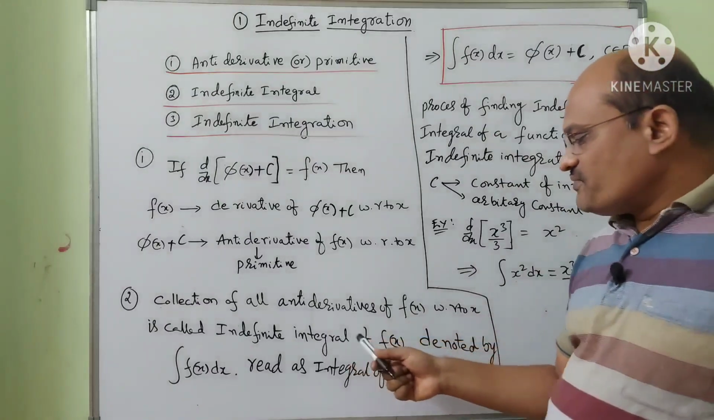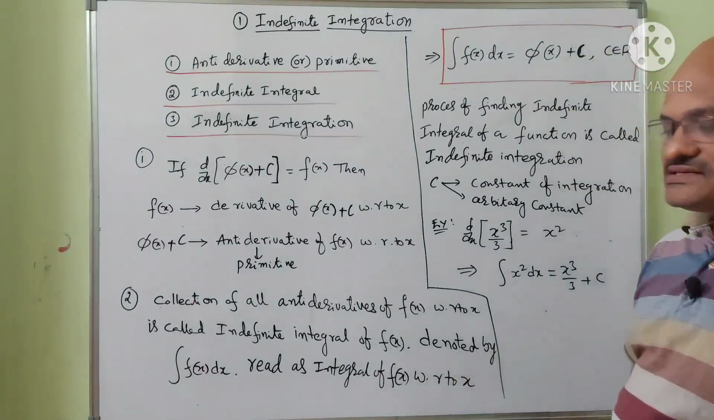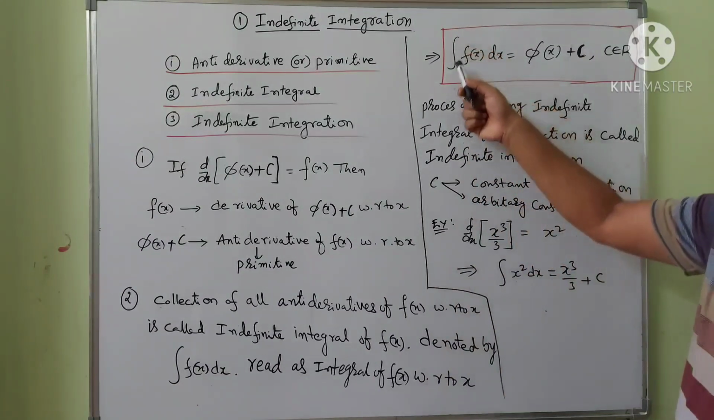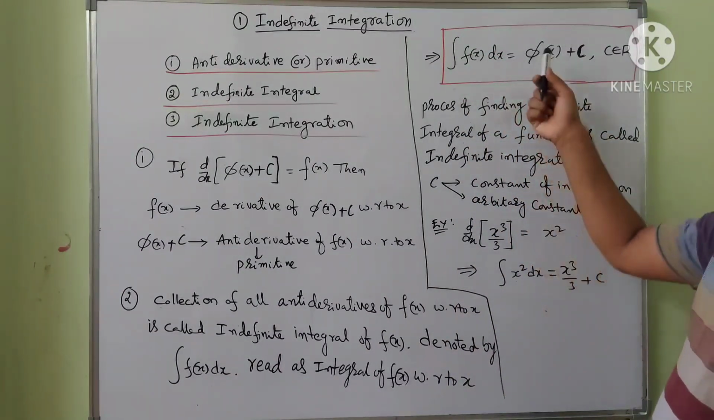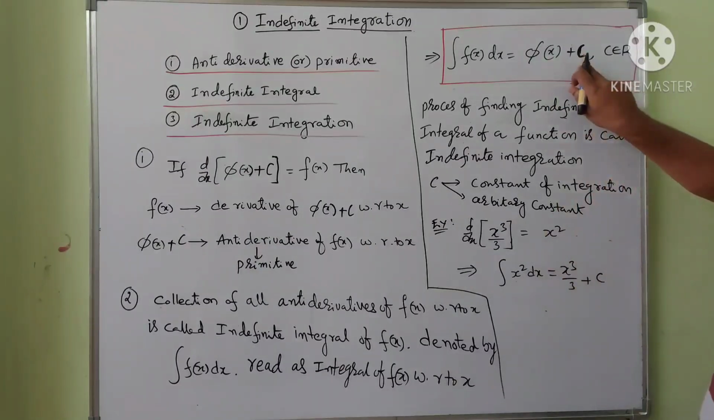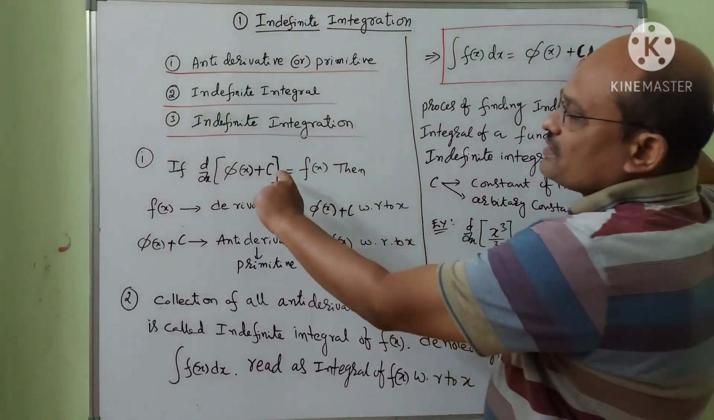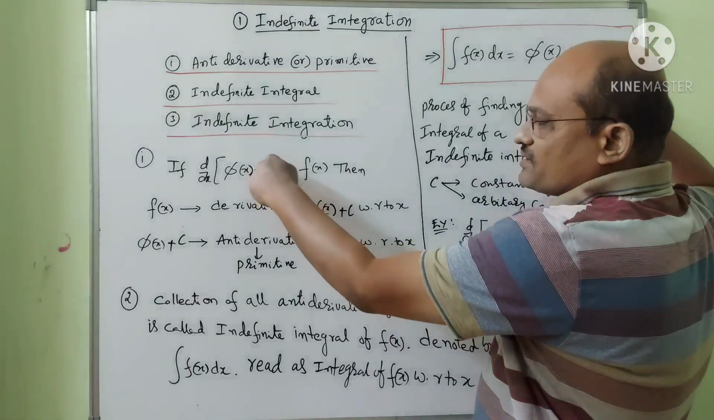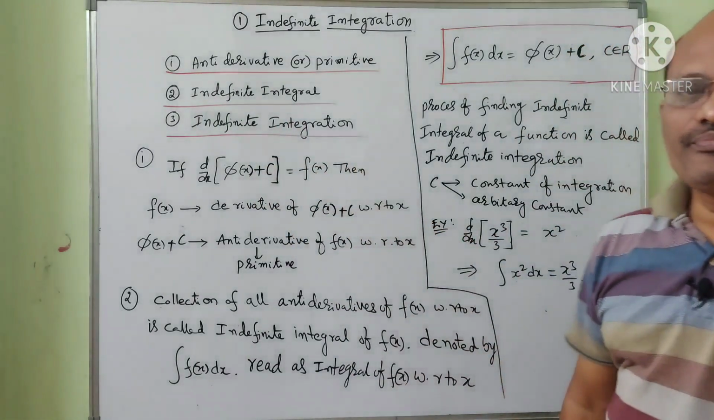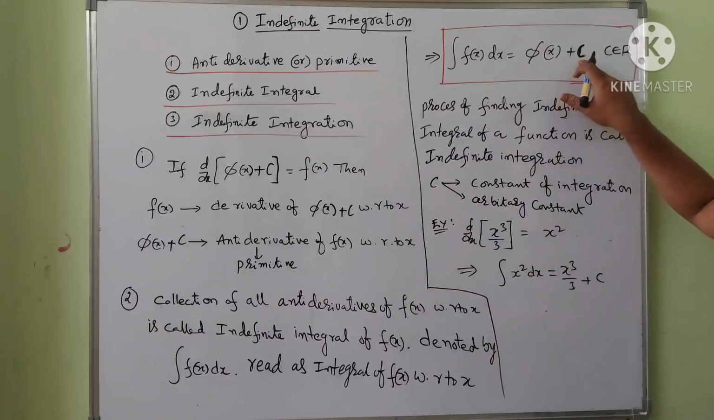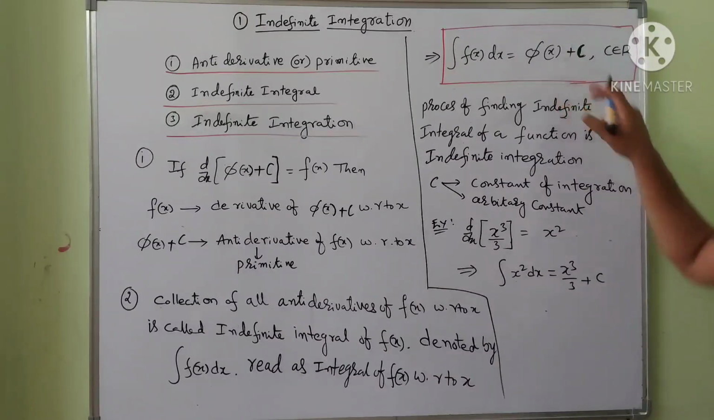Now this indefinite integral of f of x with respect to x is mathematically expressed like this: integral of f of x dx is equal to phi of x plus c. Here c is a variable constant. It is also called arbitrary constant, and it is a real number. I told you here, for different constants also you will get same derivative. So instead of writing all the different constants, I'll just write c. C represents an arbitrary constant, a variable constant.